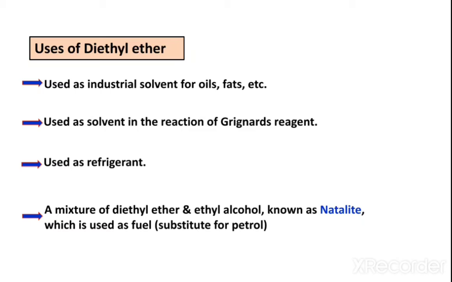Then we discuss the general methods of preparation, in which Williamson synthesis. Actually, Williamson synthesis is the most important industrial and laboratory method for the synthesis of mixed ethers. In this method, the alkyl halide reacts with sodium alkoxide to give ether. The order of reactivity of alkyl halide follows the order: first methyl, that is CH3, then primary alkyl halide, then secondary, and last tertiary.